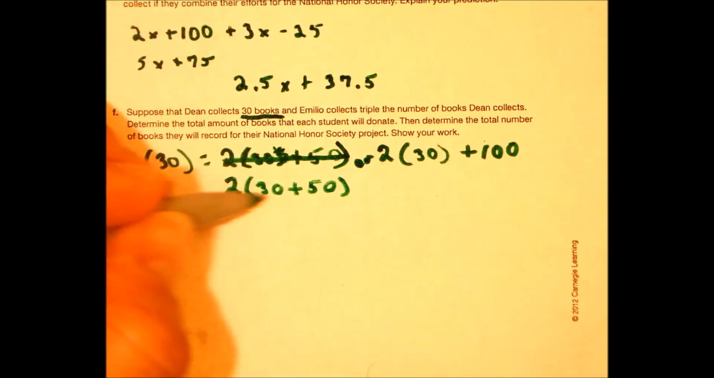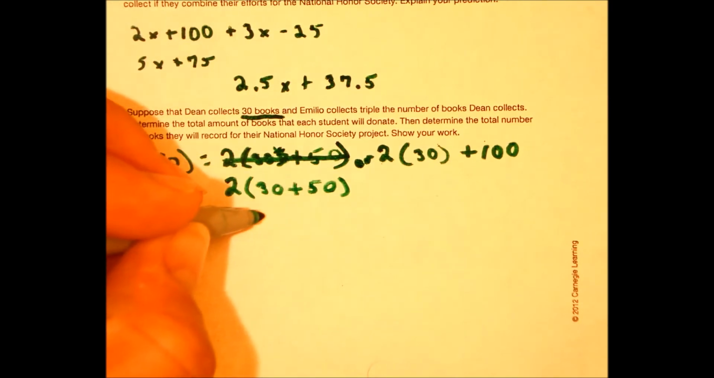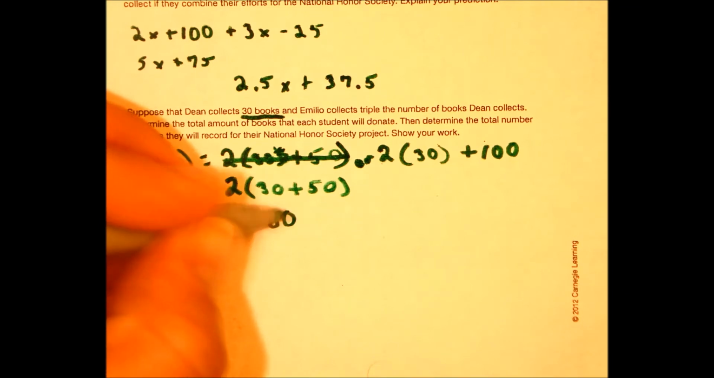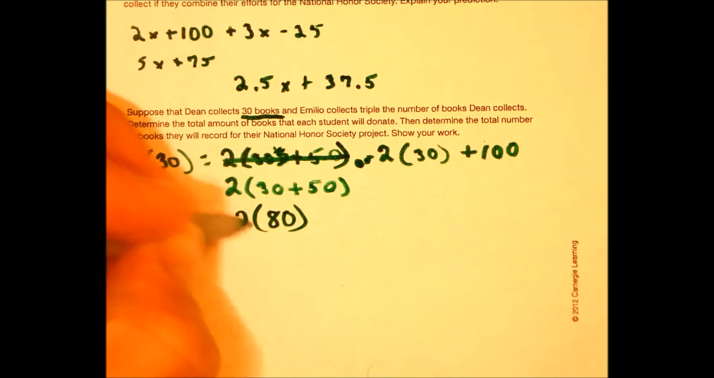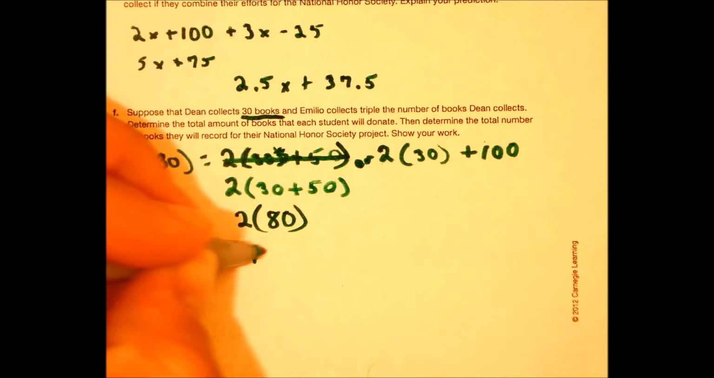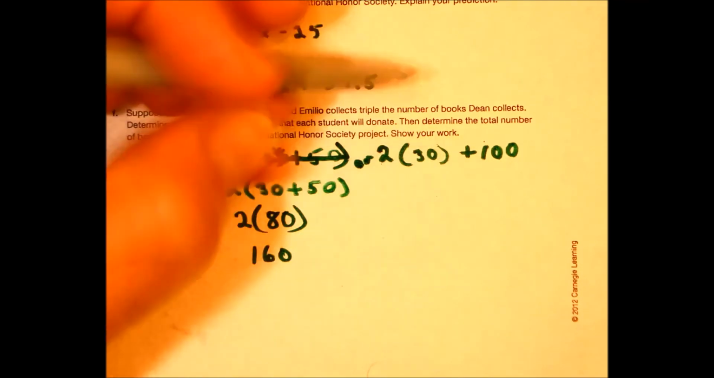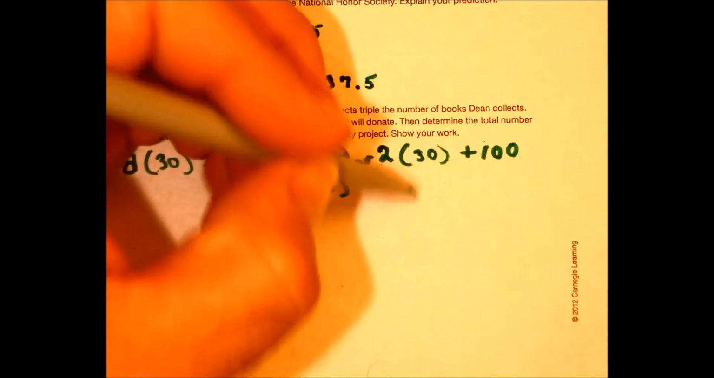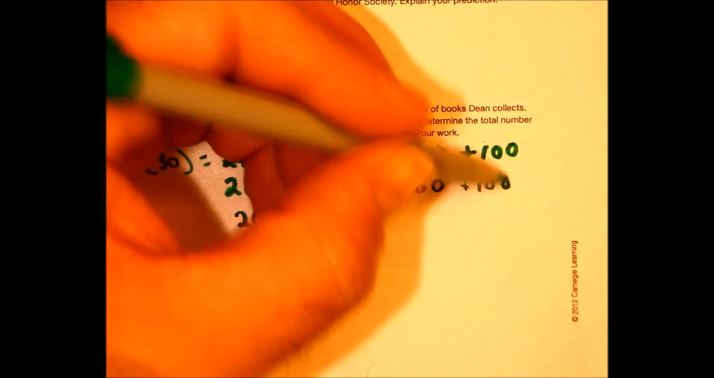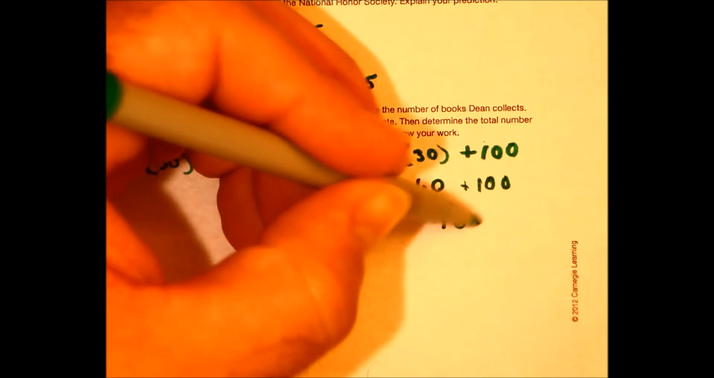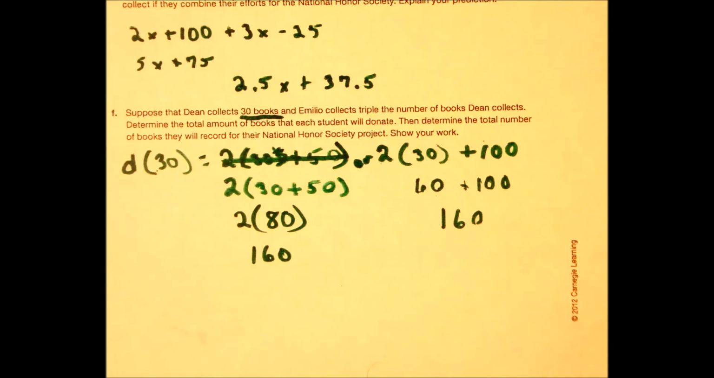All right. So now we do the math. 50 plus 30 is 80 times 2 is 160. Okay. And of course, if you do it the other way, you still get the same answer. 2 times 30 is 60 plus 100 is 160. So you can see either way, you get the same answer, okay, because they are the same equation.